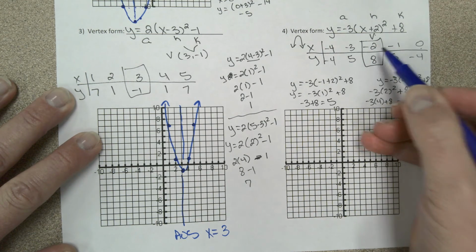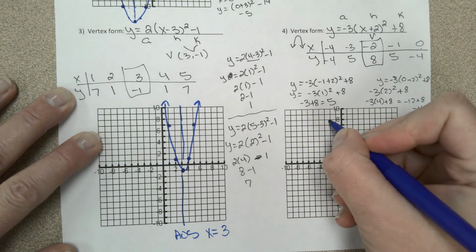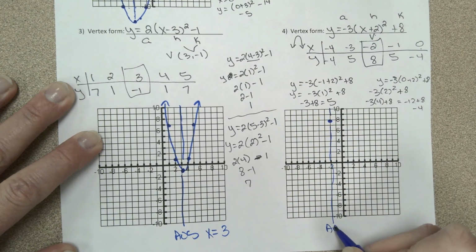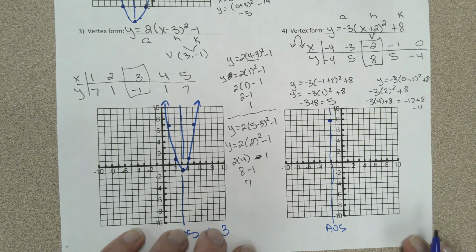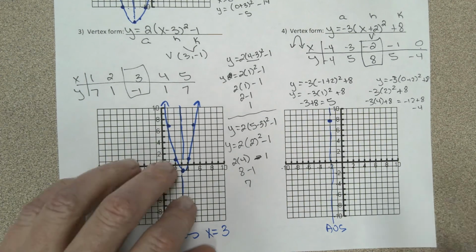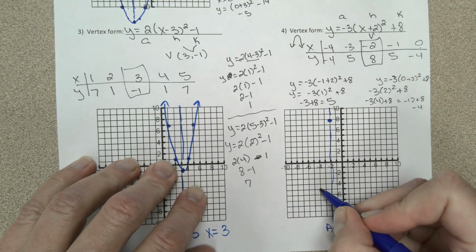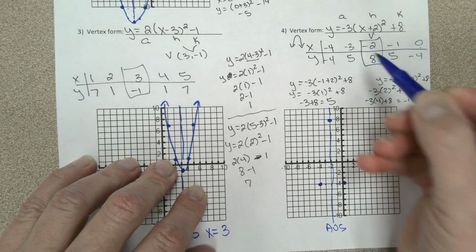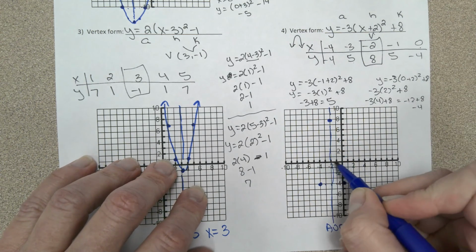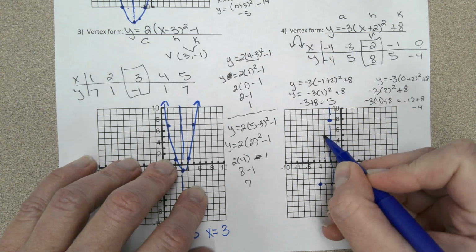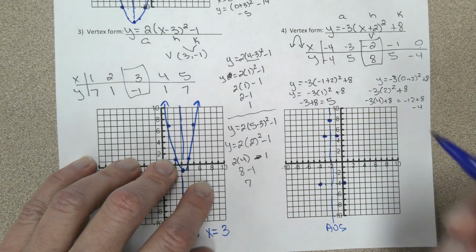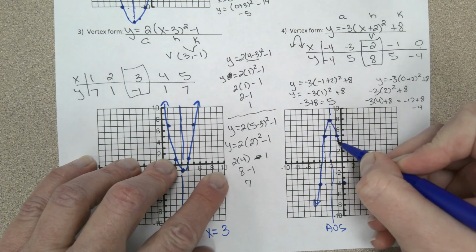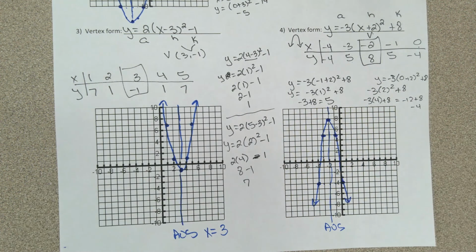I'm going to start my first one at -2, 8. And then I'm going to draw in my axis of symmetry. I am going to plot the point -4, -4, and I'm going to reflect that over. Plot the point -3, 5, and reflect it over. And then finish sketching in your graph.